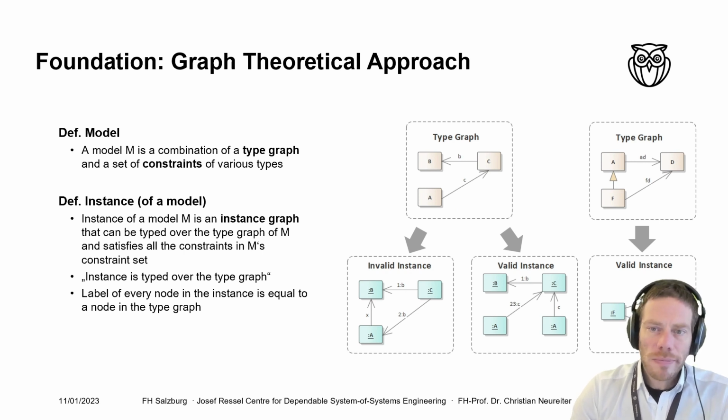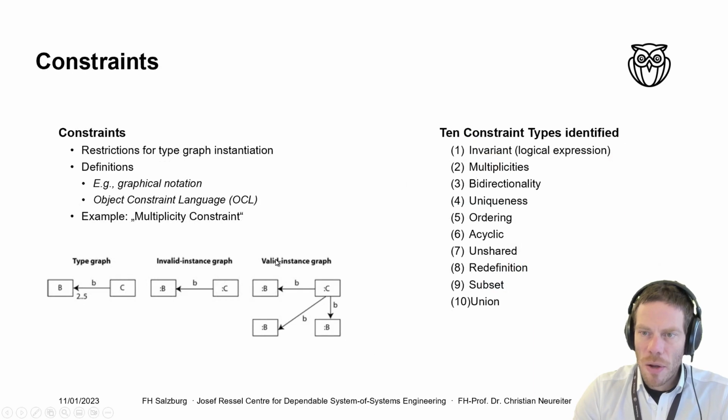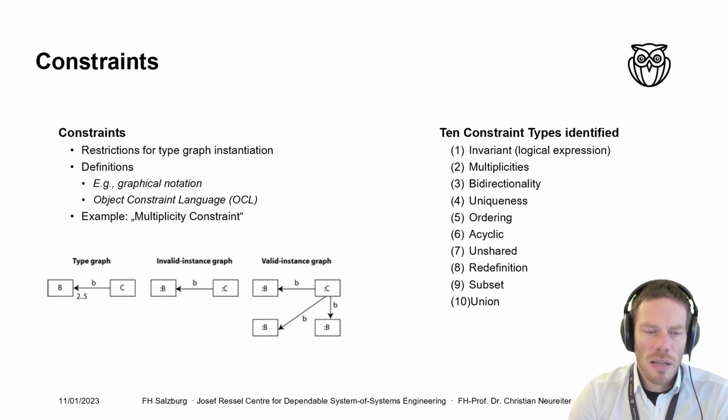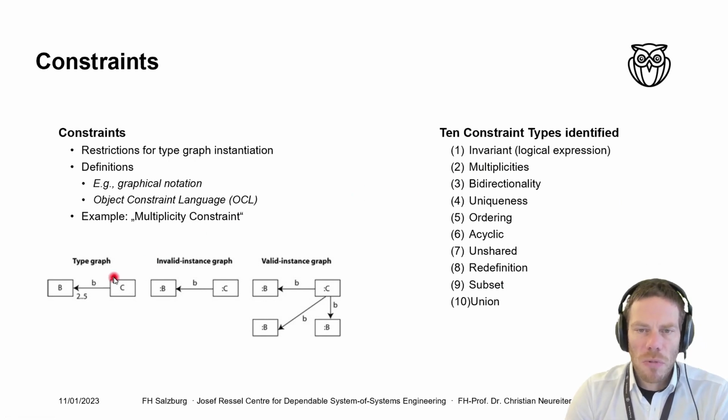The second part here, besides the plain instantiation, is the concept of constraints, which further refines how the instantiation can take place. For example, what we see here is that in the type graph we have given a definition that says we have two entities. One is called C, one is called B, and there is a directed relation between them, minor B. And in a valid model, we need to have 2 to 5 instances of this connection.